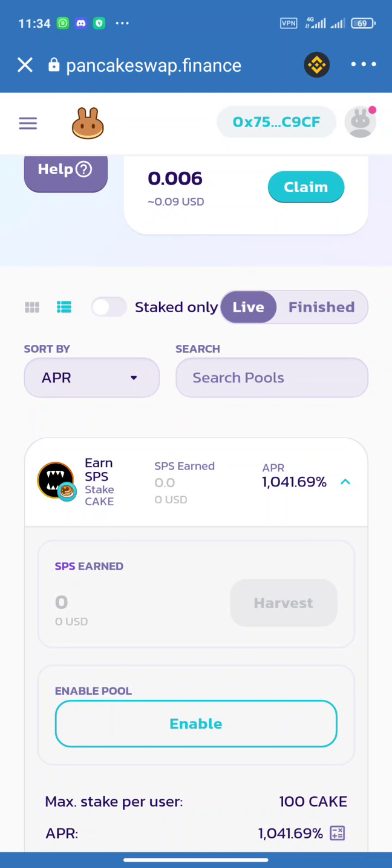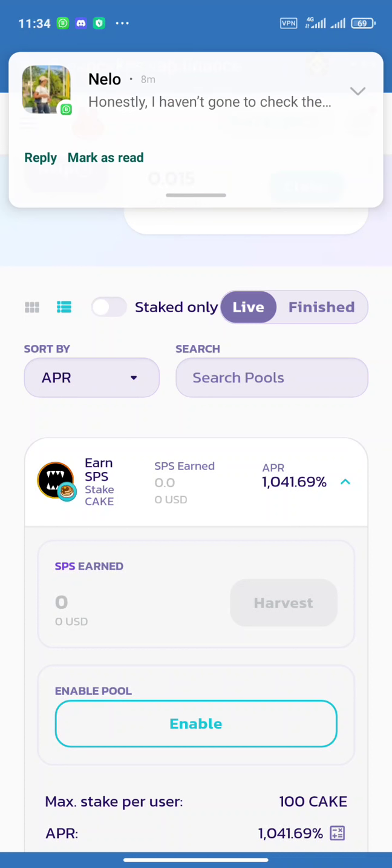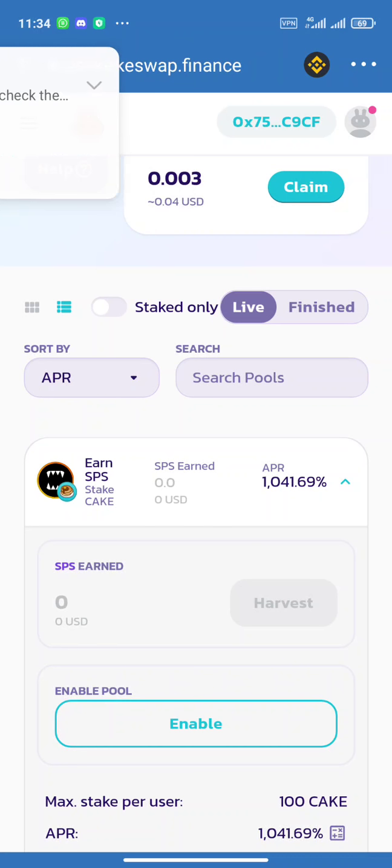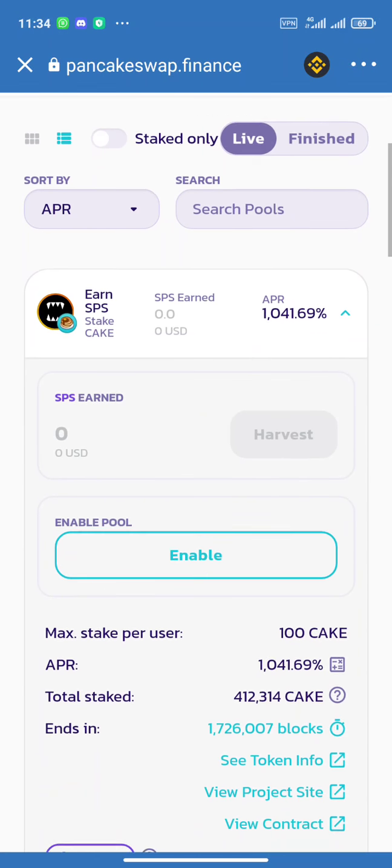The APR has been increasing. It means that more is being added to this pool. What you can earn is this, so you can check, because if SPS is listed on Pancakeswap, as long as you make your profit, because what you earn is SPS, you can now swap your SPS back to cake. So you have more cake to always stake.